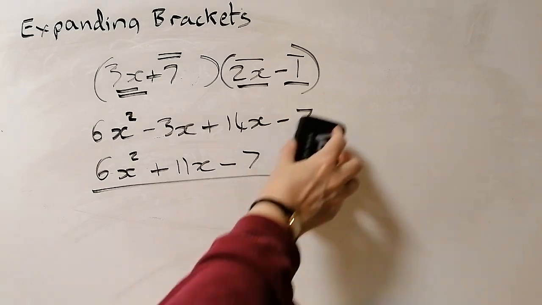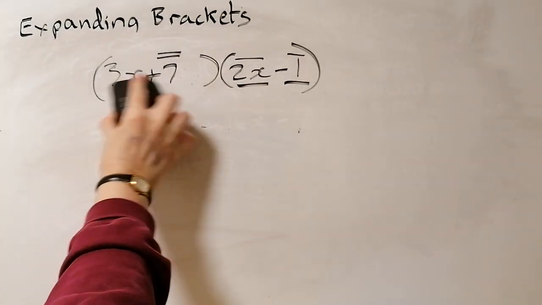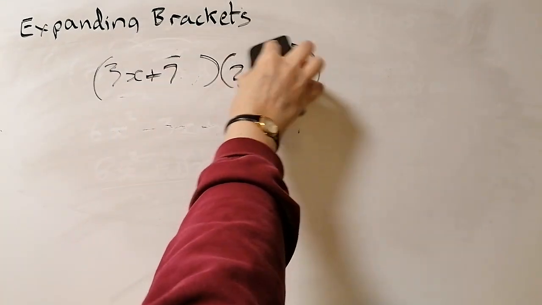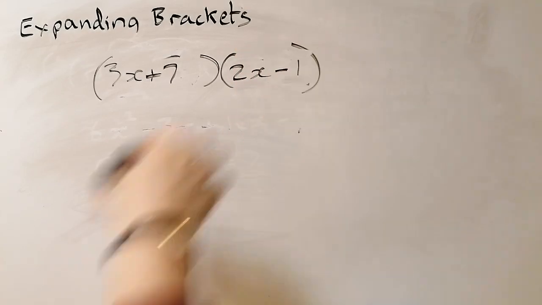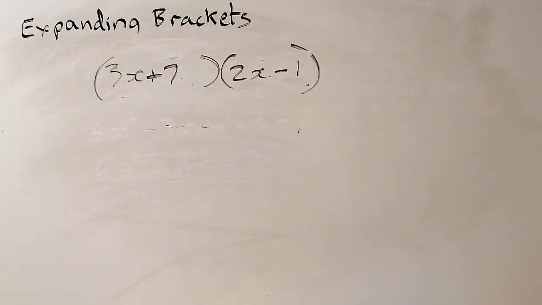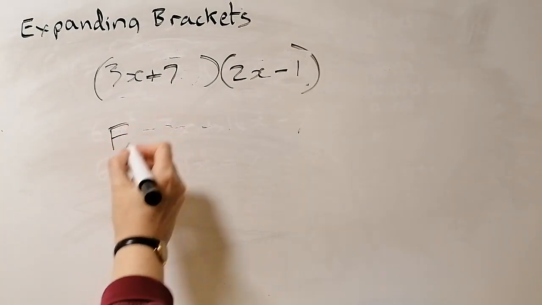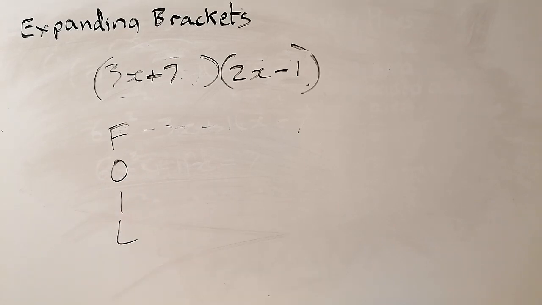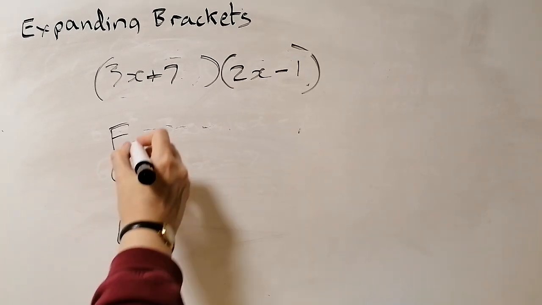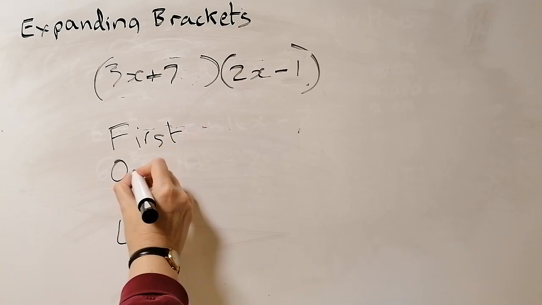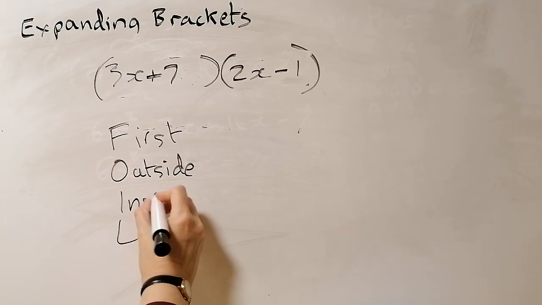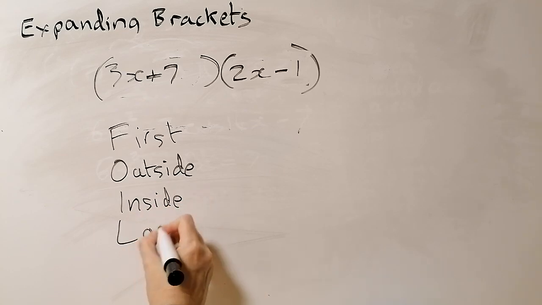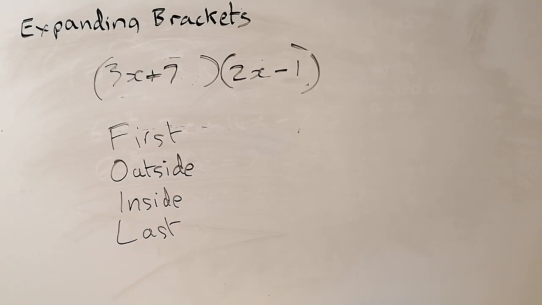I'm going to show you a method now which some of your teachers might show you, and we'll just rub out these lines in case they become confusing. And this is a method called FOIL. You may have heard of this, F-O-I-L. And this stands for first, outside, inside, last. And it's just a useful way of remembering which order to do them in.